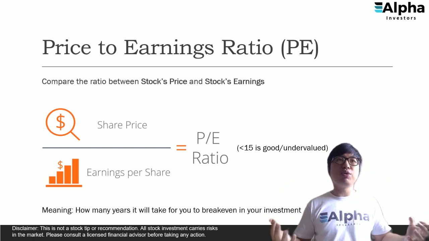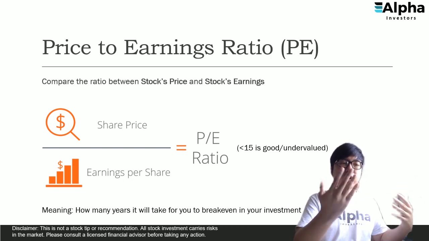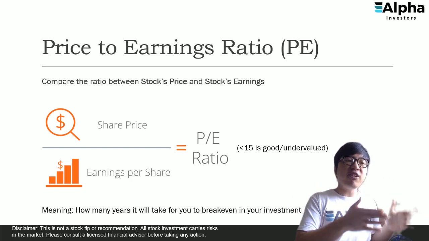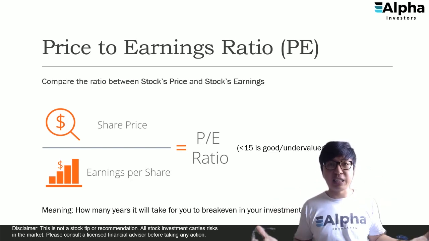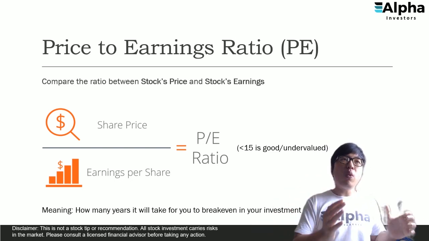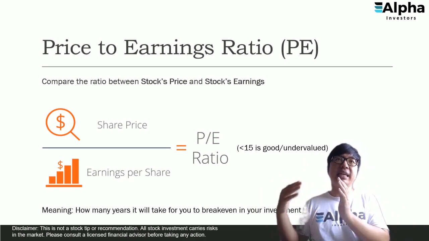The PE ratio tells you how many years it will take to break even. For example, if the PE ratio is 15, it tells you that it will take 15 years for you to break even on your investment. So you want to break even as soon as possible. You do not want to break even as late in the game as possible.